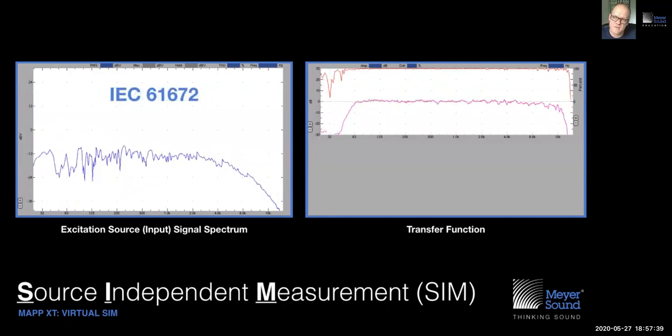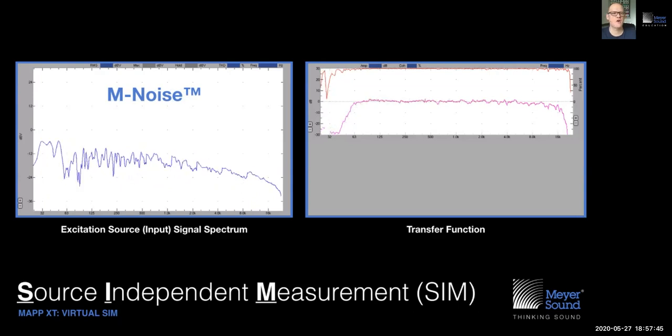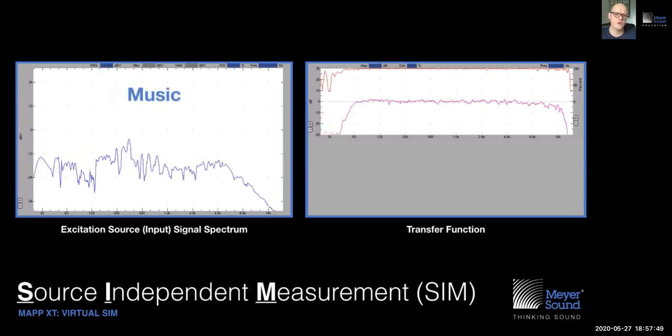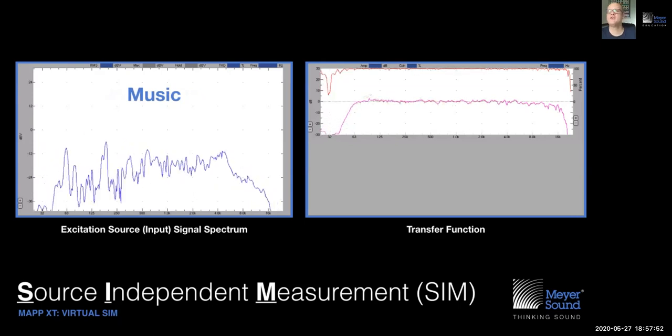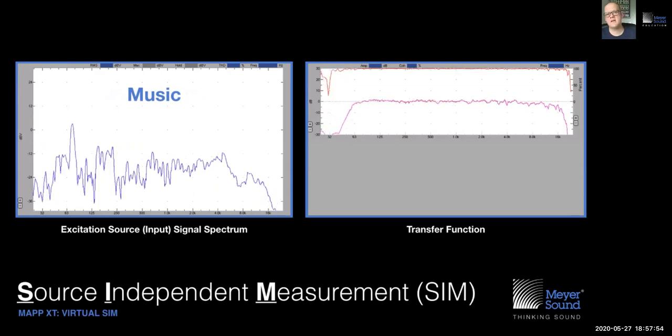I can get a transfer function as long as all frequencies are accounted for. And whether those frequencies are excited by M noise, music, pink noise, red noise, white noise, makes no difference. Even though to my ear, these excitation signals sound very different.